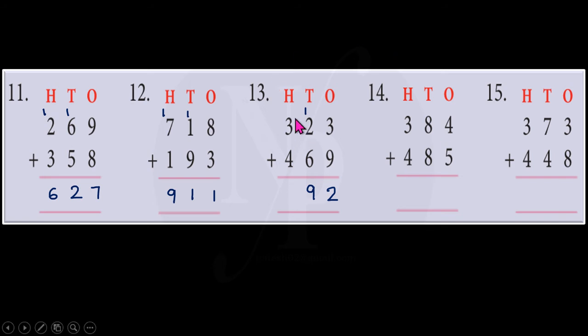Here we add the digits in hundreds column now. So 3 plus 4 is 7, which is 700. Since these are in hundreds column, we write 7 in hundreds column here.